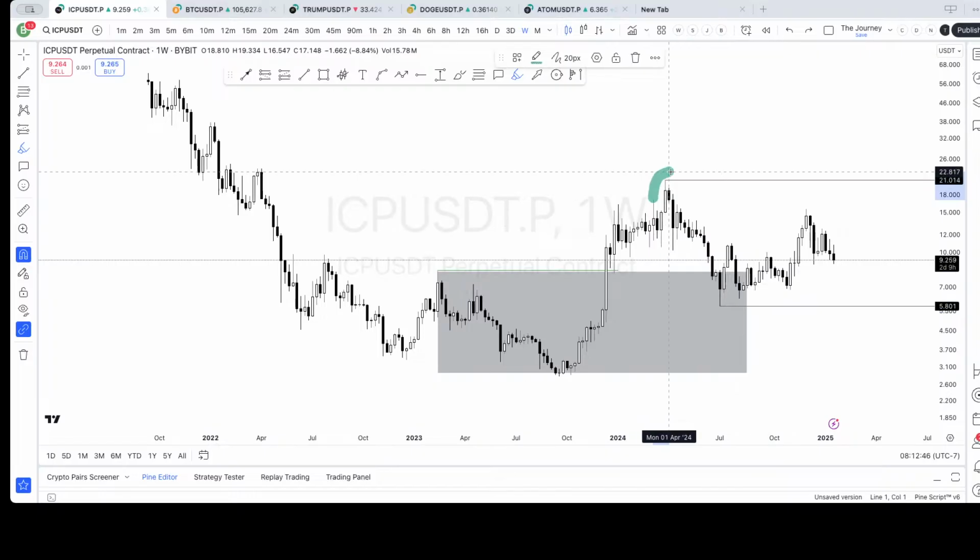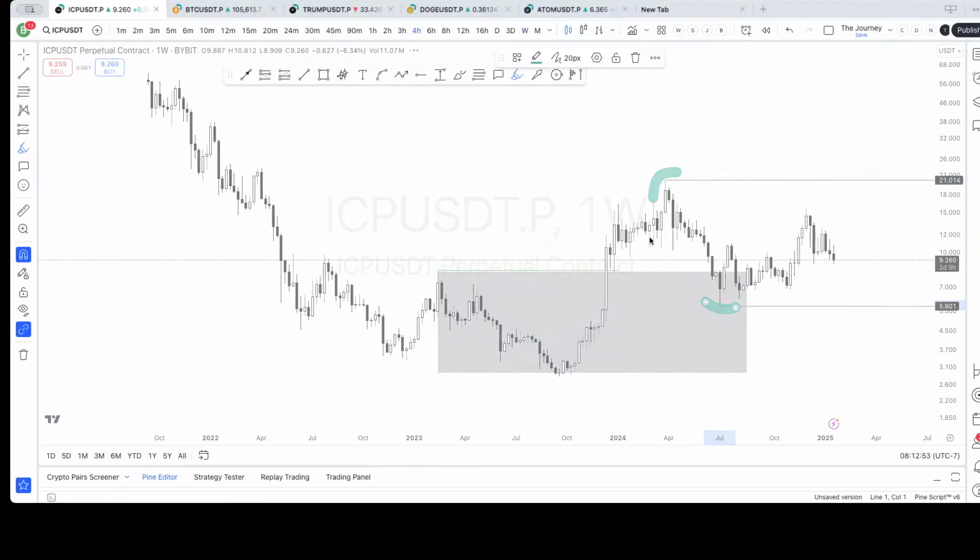The really important part about that is going to be the structure between here and here. What is the highest time frame structure that exists, and has it broken yet?